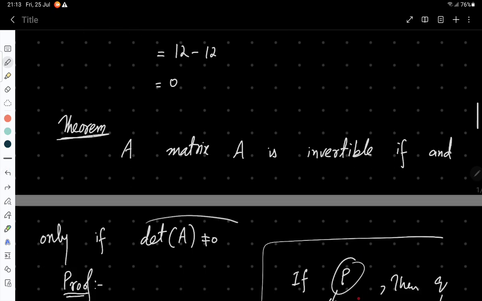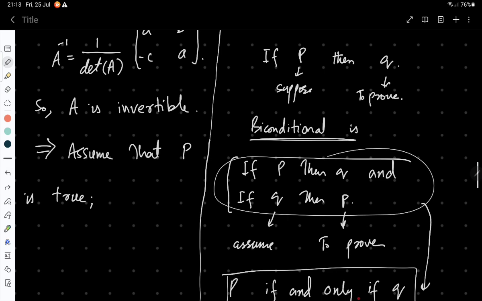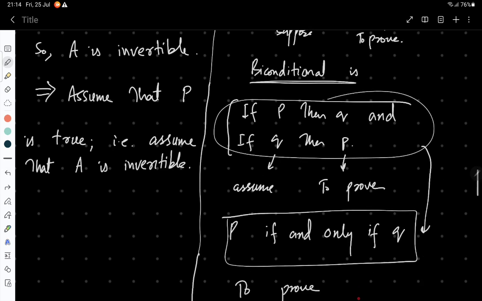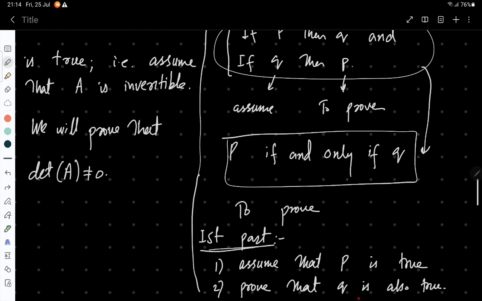And what is Q? Q is determinant of A is not 0. So this statement I will prove. What I have to assume is that A is invertible. So let's assume that P is true, that means assume that A is invertible. We have to prove that the determinant is not 0. Okay, this is our aim, to prove that determinant of A is not 0.